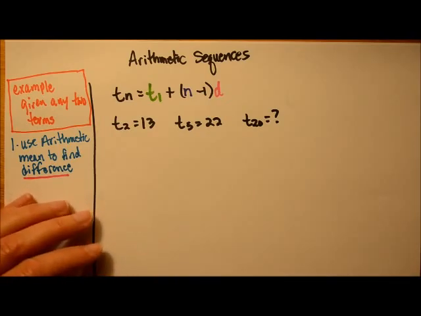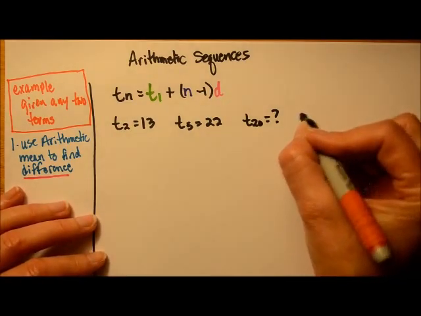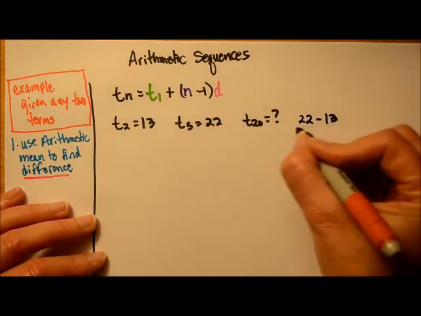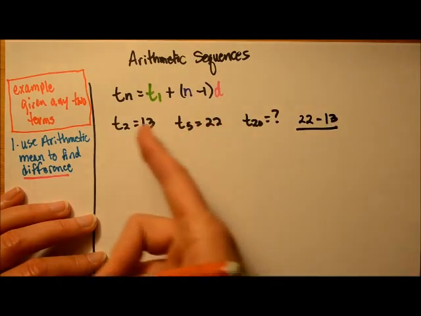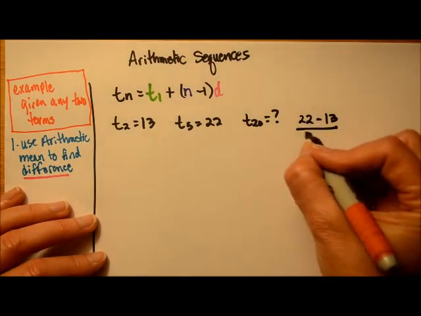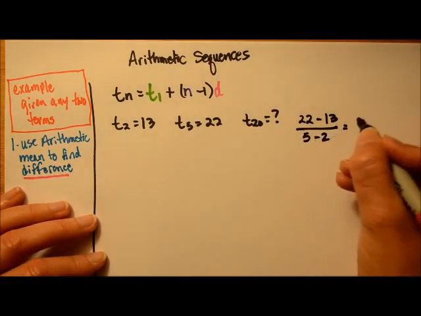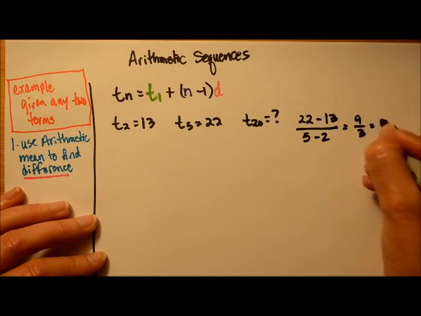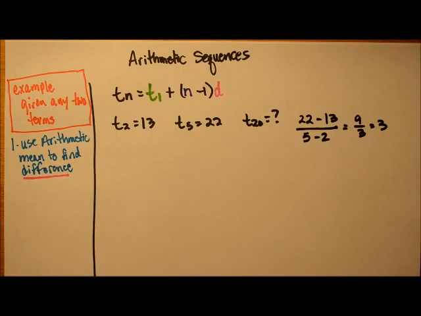Okay, so when we talked about arithmetic mean, I'm going to take the 22 and subtract 13, and then I'm going to take these numbers as 5 and 2 and subtract. So 22 minus 13 is 9, 5 minus 2 is 3, and my difference then is 3, and that equals D. That's how I find D. Okay, there's the one thing I need.